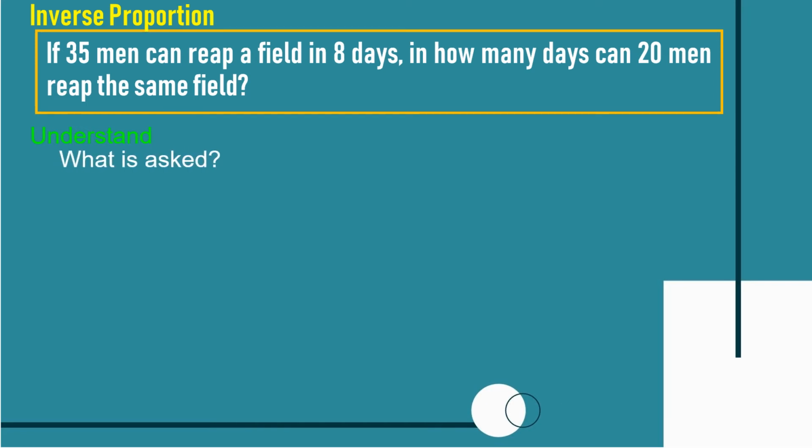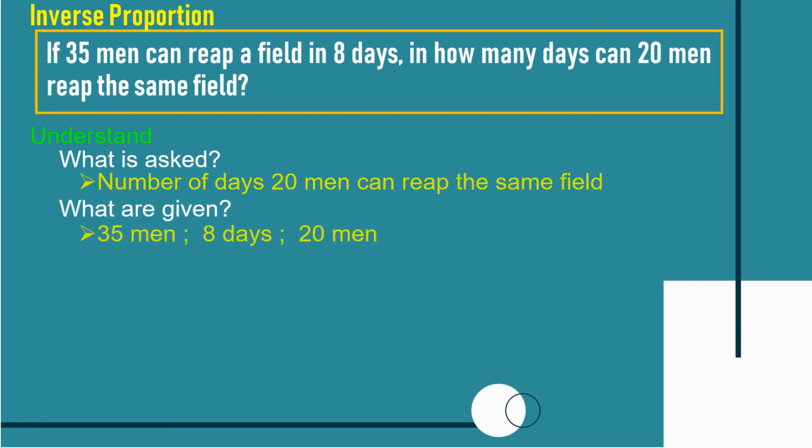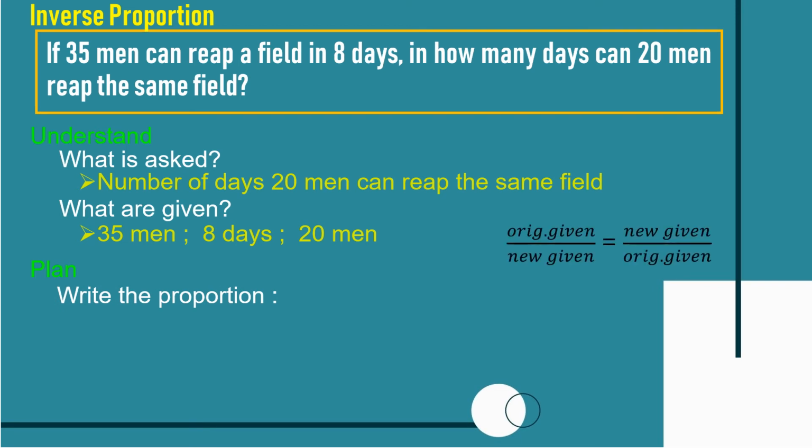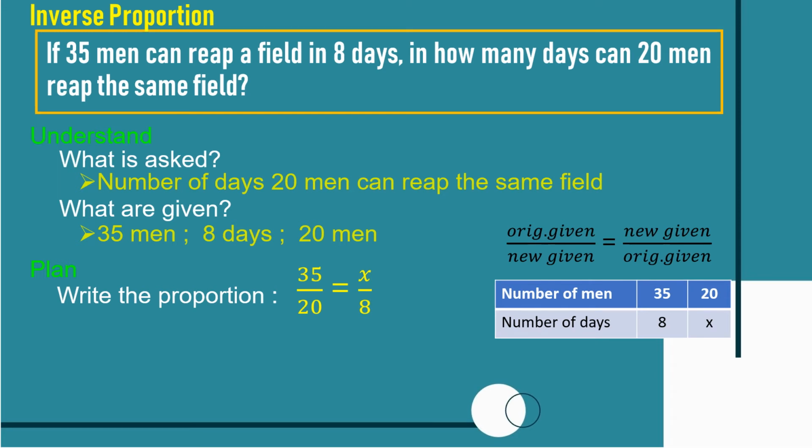What is asked in the problem? So it is the number of days 20 men can reap the same field. What are given? 35 men, 8 days, and 20 men. Then, writing the proportion, we have 35 is to 20 equals x is to 8.